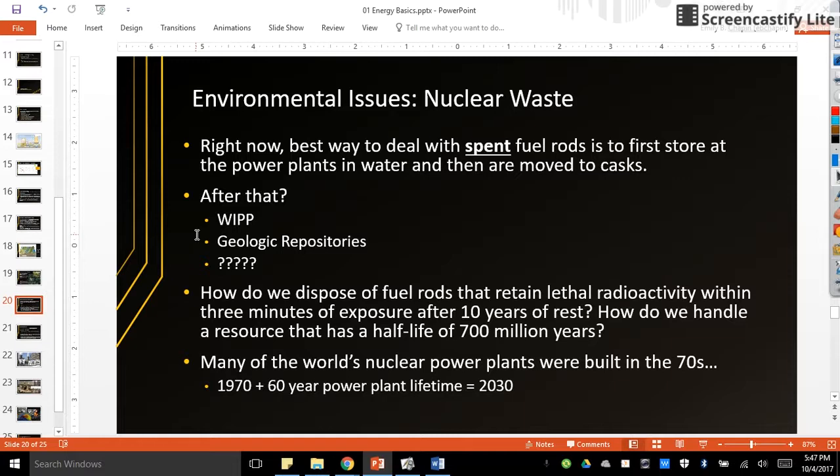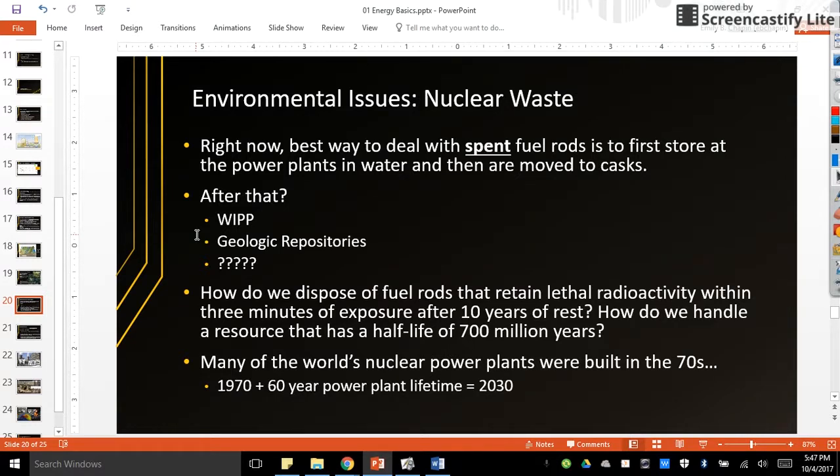Well, the government has created this thing called WIPP, or the Waste Isolation Pilot Plant, which is located in New Mexico. And they've also talked about things called geologic repositories. One of the most famous ones is Yucca Mountain. This is not a place yet, so this is just being talked about as a geologic repository for our nuclear waste. We are not sending our stuff there yet, however.